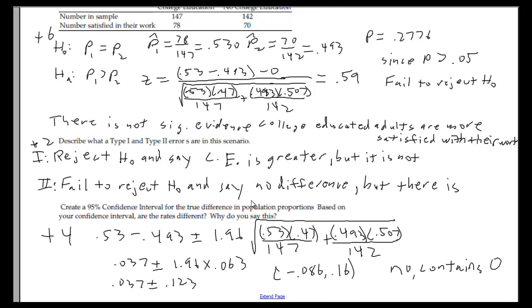For the type 1 and type 2 errors: type 1, we reject the null and say that the college-educated is a higher proportion, but it's really not. The alternate, the type 2, would be fail to reject the null, say there's no difference, but there really is a difference.